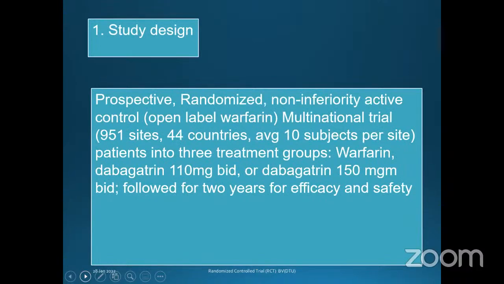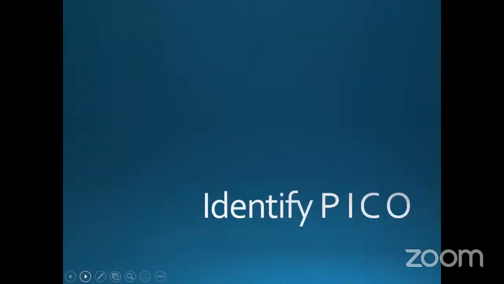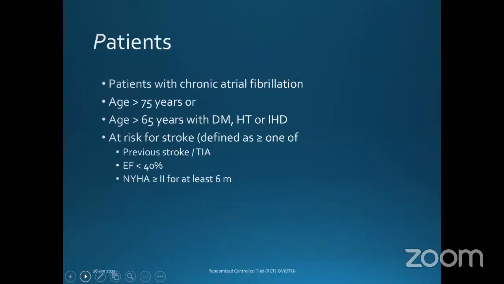Design is prospective, randomized, non-inferiority, active control, open-label warfarin, multinational trial on sites in 44 countries, with an average of 10 subjects per site. Patients are put into 3 treatment groups: warfarin, dabigatran 110, dabigatran 150, followed for 2 years for efficacy and safety. And you have to identify the PICO in this. That is the research question.